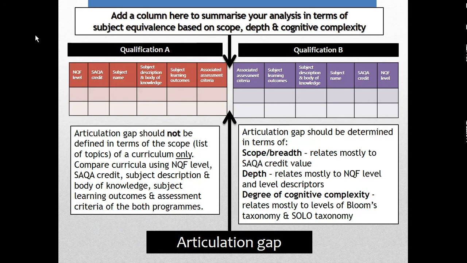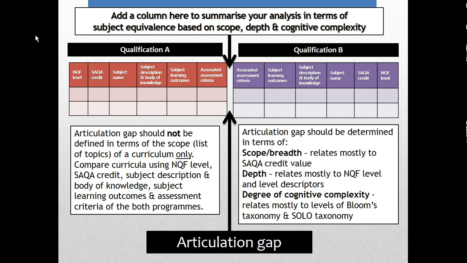So how do you do this? You take qualification A and you do a full analysis of qualification A, subject by subject by subject. You need to look at the level, the credits, the name of the subject, the description, the learning outcomes, and associated assessment criteria. And you compare that with an equivalent subject or close to it in qualification B. And you determine, is there a gap? What is the gap?